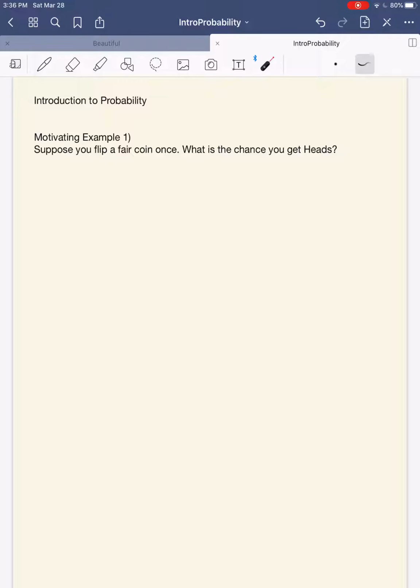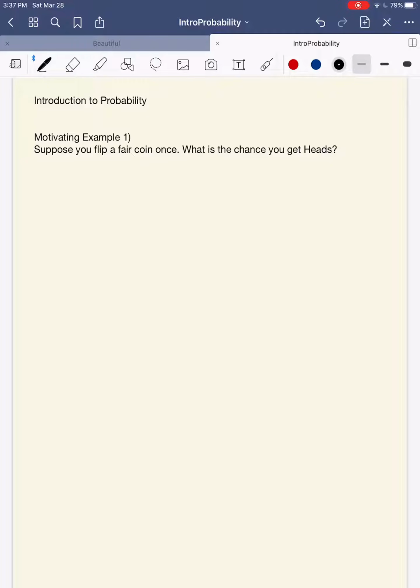Pretty much uniformly, when you hear a question like this, everyone answers the same way. They say something like 50% or 1 out of 2. Even if you haven't ever formally studied probability, everybody gives those answers, and those answers are absolutely correct. So how do we know that that's the case here? And how do we actually write that out in a way that makes sense to people?